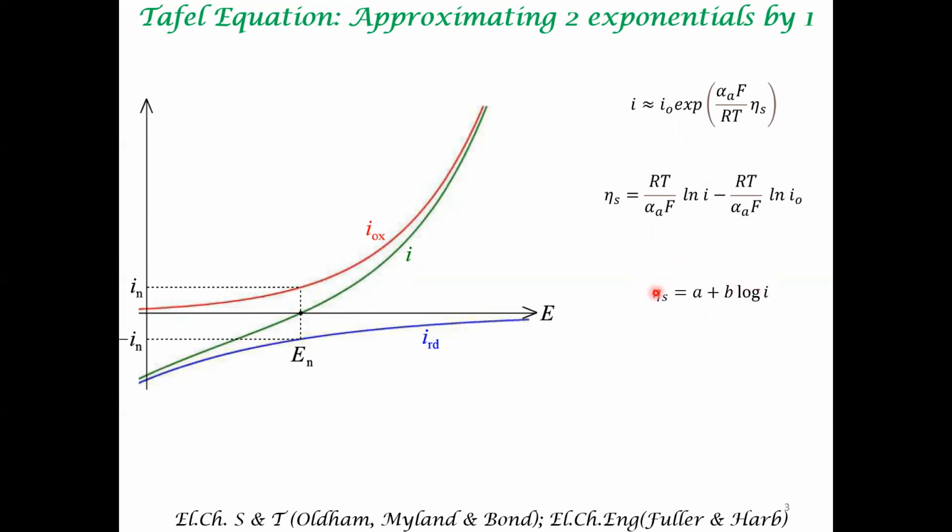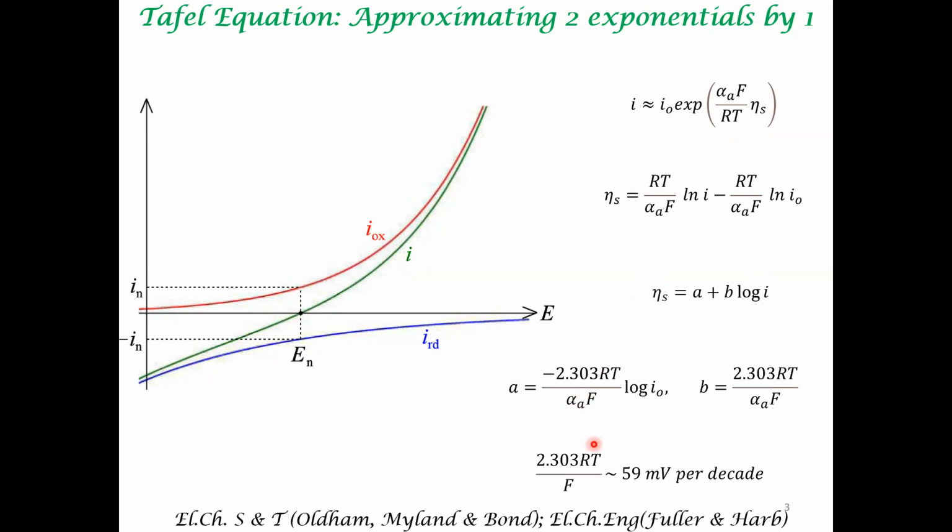This was rewritten by Tafel a long time ago, and all these inferences were made via experiments. Because when you plot it, it's easier to plot in a log plot compared to a linear plot. This equation can be written in this manner, and you get these two constants within this approximation. What is the approximation? When eta is significantly large.